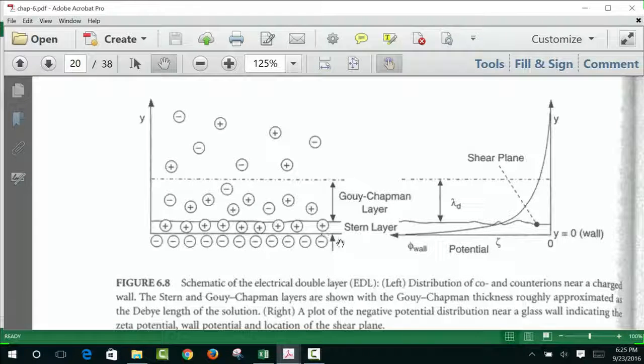So those two layers, the Stern layer and the Gouy-Chapman layer, those two next to each other are called the electric double layer. That's a very good name because it's really a double layer: one that's stuck and one that can be moved. Okay?